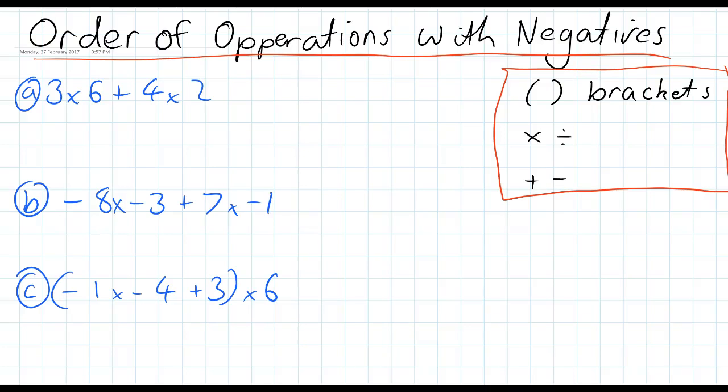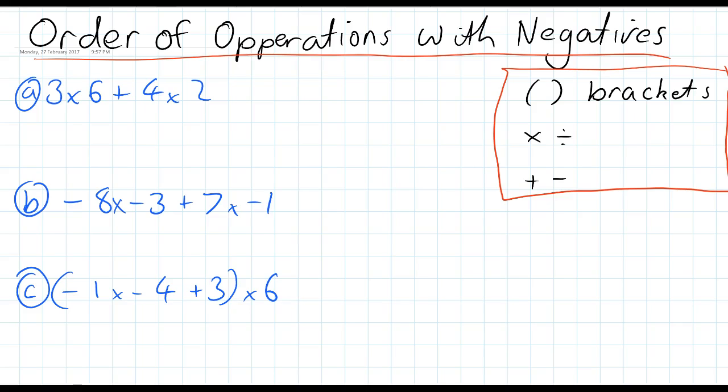Today we're doing order of operations with negatives. We're just taking something that we should already kind of know: order of operations, BODMAS. The brackets first, then times and divide, then plus and minus, with negatives, which is something that's a little bit new. So let's get started.